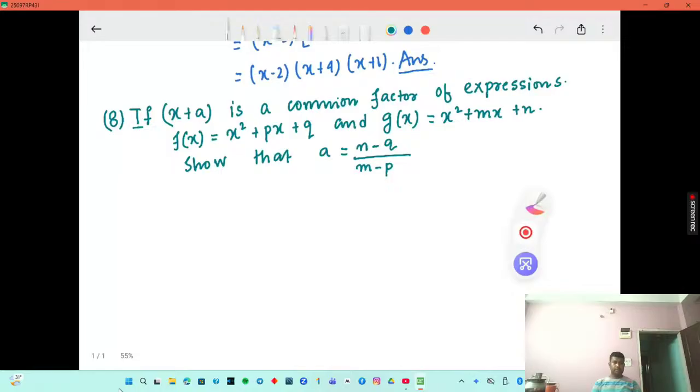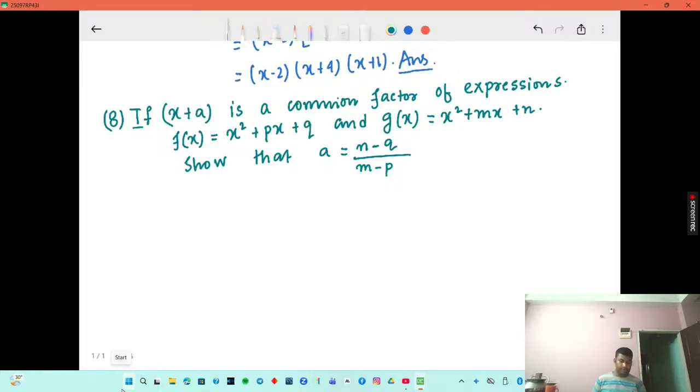Any idea or something? So now I will be solving this problem for you. See, these are the most advanced questions of the chapter Factorization of Polynomials, which is based on the factor and remainder theorem. So now I will be solving this problem for you. So let me start.